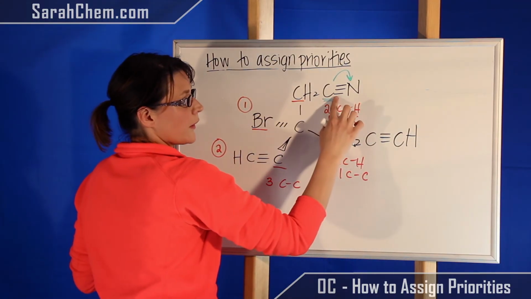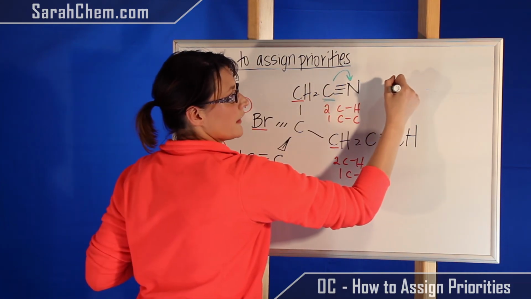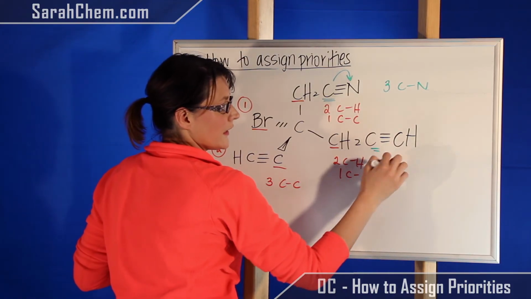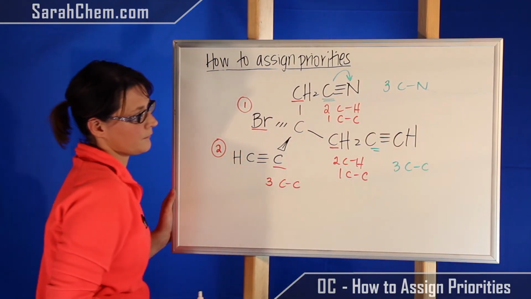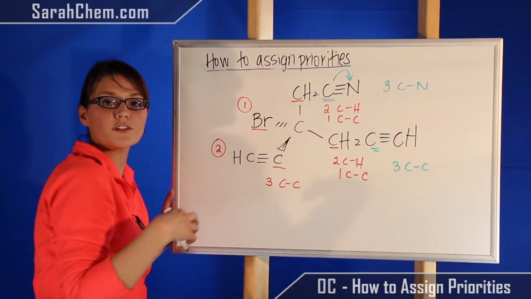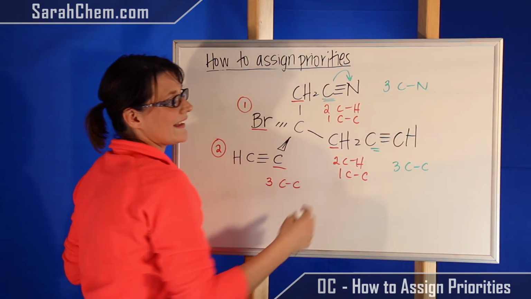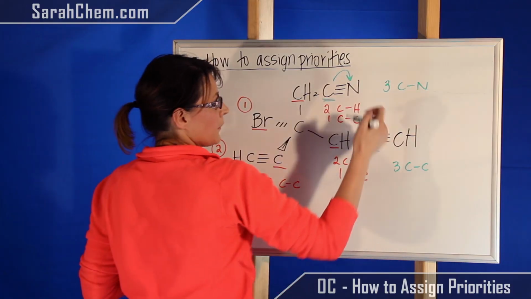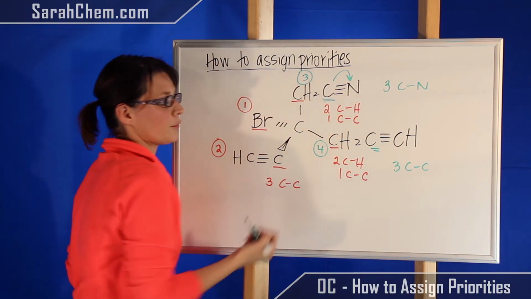So I've handled this one, now I'm looking at this. There's a triple bond to an N, so this would count for 3 CN bonds. Now I'm looking at this carbon here and its attachments. This one would have 3 CC bonds. So now I finally have a difference between those 2 groups. So now I'm going to compare the C and the N. N is going to have a higher atomic number than carbon, so this one here would be ranked group 3, and this one here would be ranked group 4.